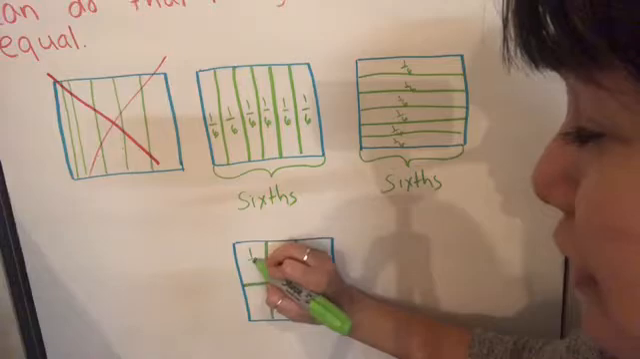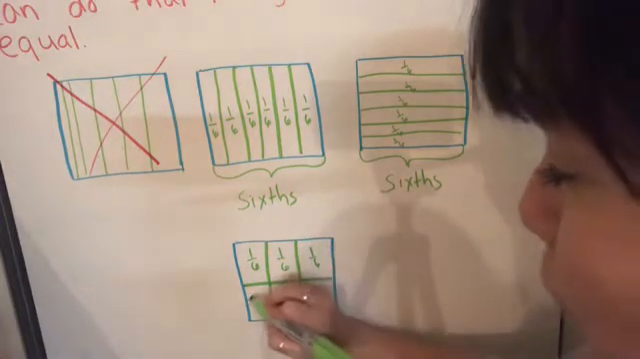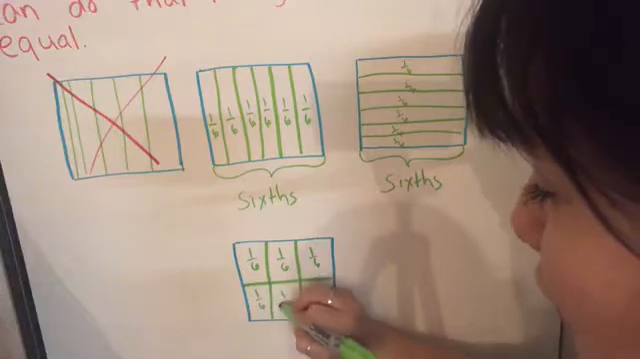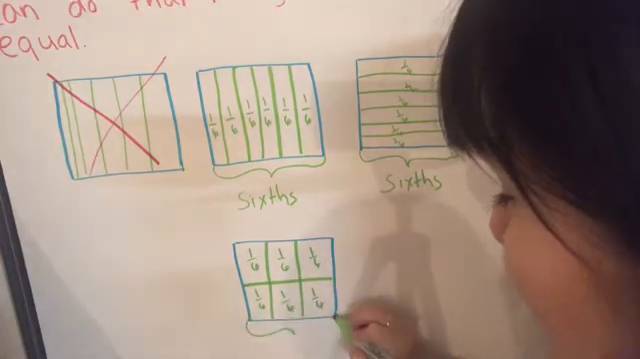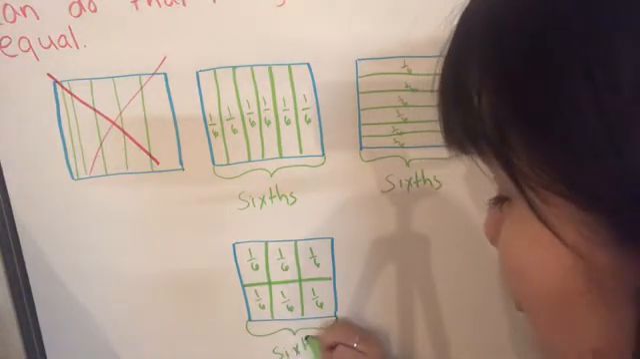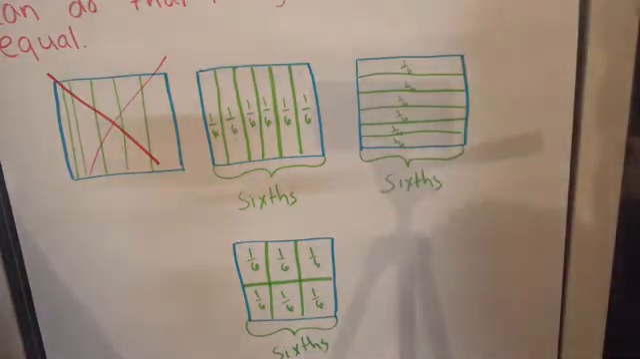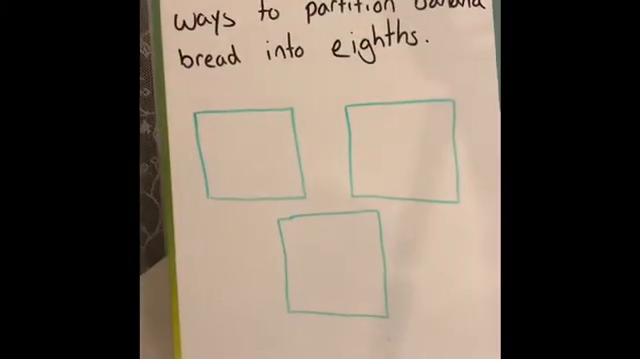Since I've partitioned this into sixes, then these are all 1/6. That is 3 different ways I can partition this banana bread into sixths. Now it's your turn. Okay, third grade, now it's your turn.